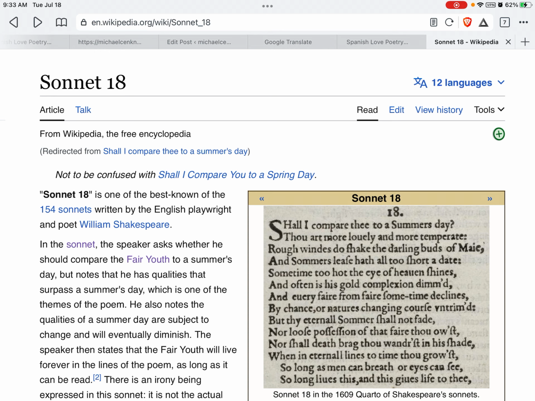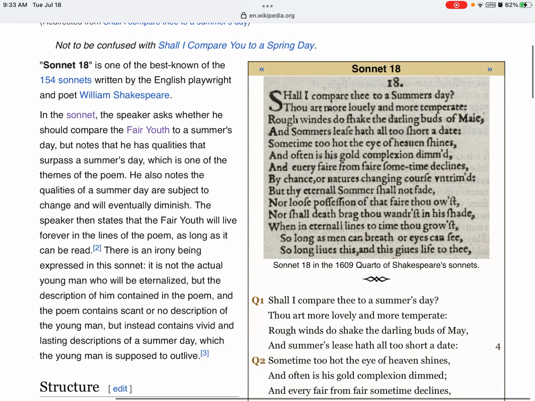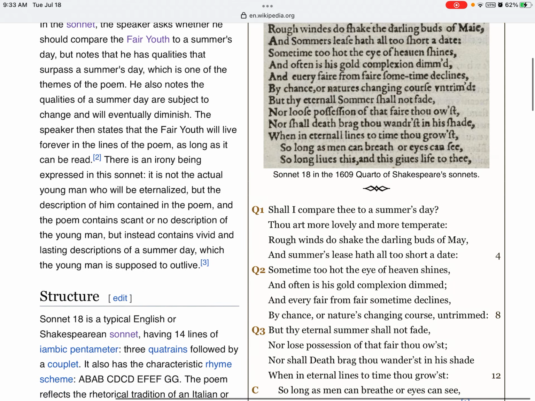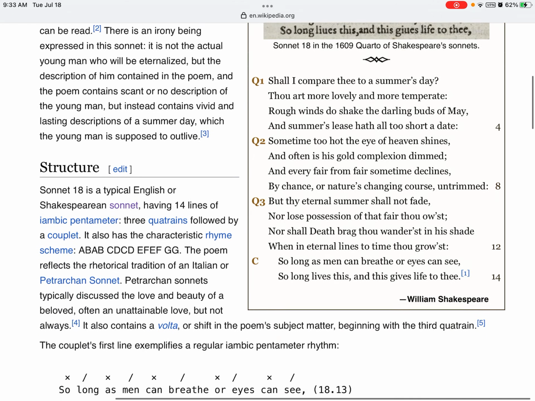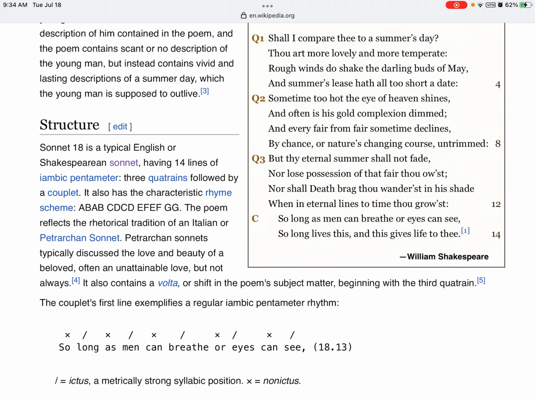154 sonnets, apparently. And here's one of the most famous ones, and this is a good example of how sonnets work and what the structure does. So in this classic sonnet format, there's 14 lines. 8 lines are doing one thing, and 6 lines are doing another thing.